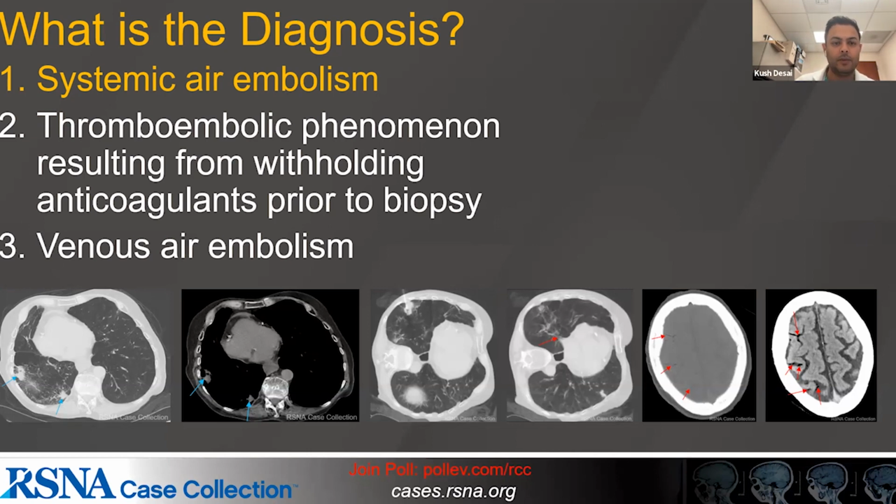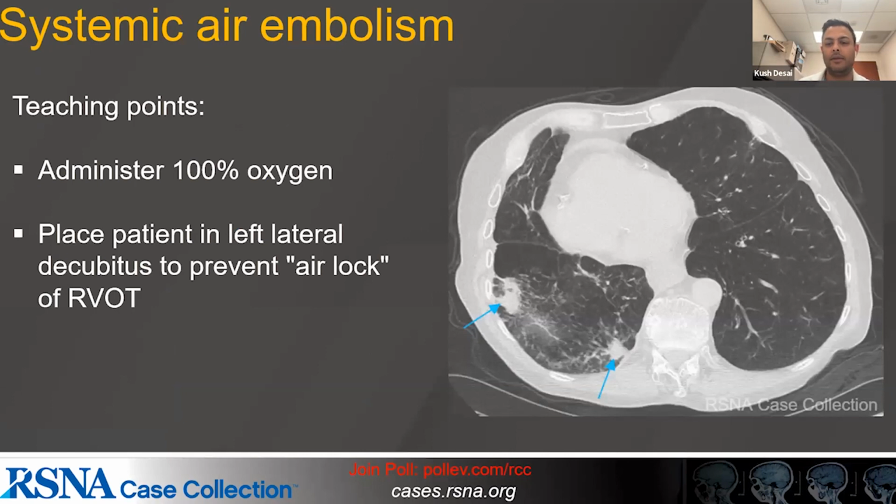Let's go to the next slide. So time is of the essence. Administer 100% oxygen. That's sort of the obvious choice, but you need to place these patients in left lateral decubitus to prevent an airlock in the right ventricular outflow tract.